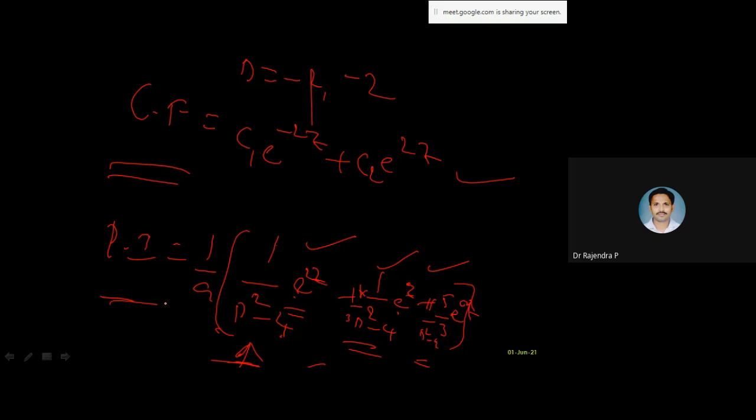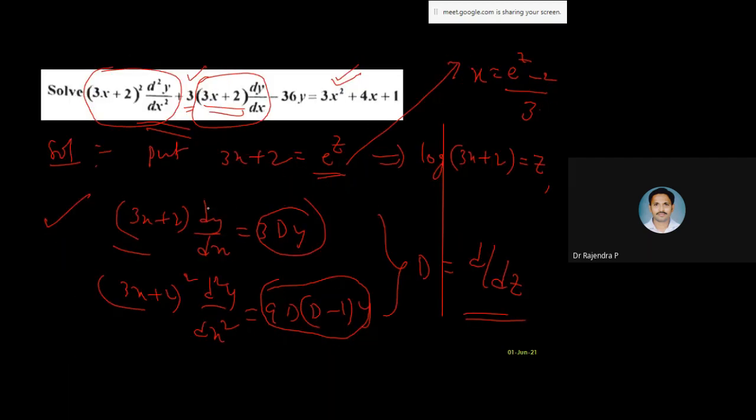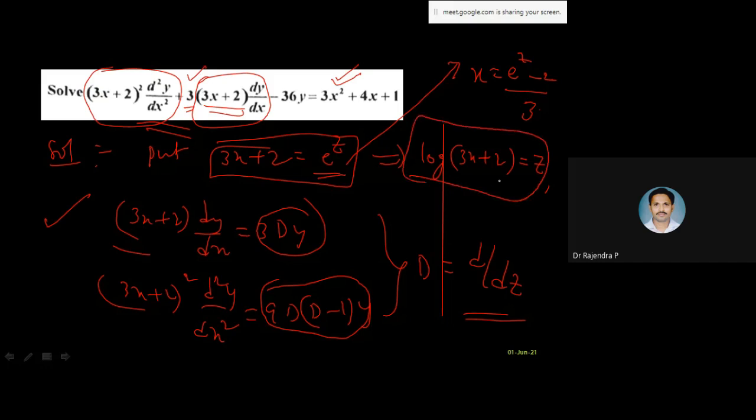So I am just leaving it to you. Once we got the complementary function and particular integral, finally please don't forget to replace these values, because we have taken 3x plus 2 is equal to e power z. Go back and replace wherever z is there with log of 3x plus 2. That will give your answer. If anybody is not getting it, just ping me. I will provide the solution for you, right?